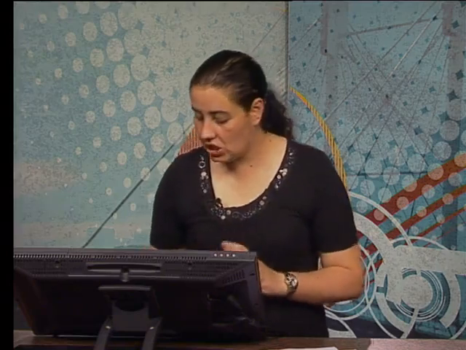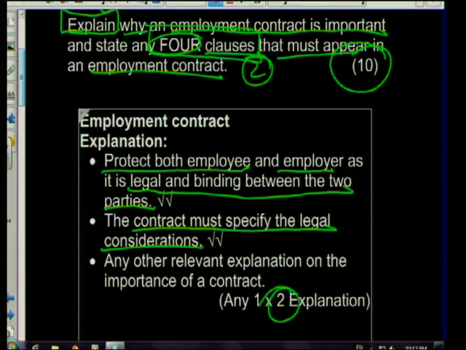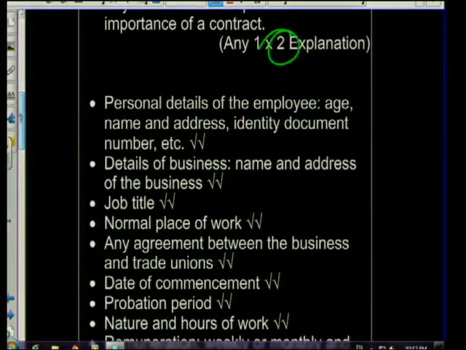including remuneration, for example, any benefits, working hours, etc., and what's expected from the employer as well as the employee. So that was your explanation, and you'll see here that is worth 2 marks. So that's 2 out of the 10. So we know that we still need to get to the 4 possible stipulations. So what could they be?